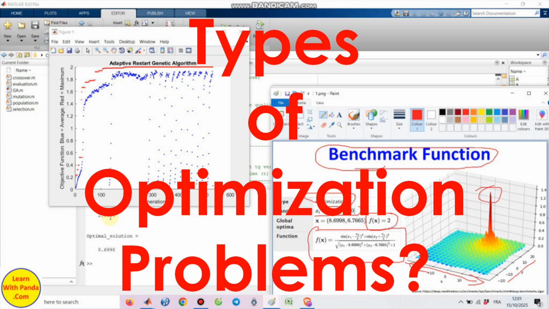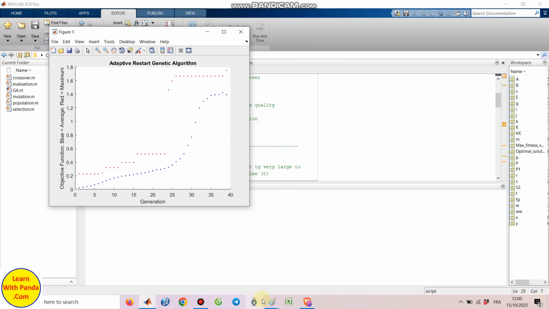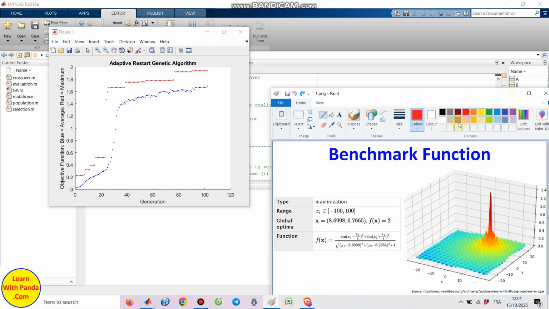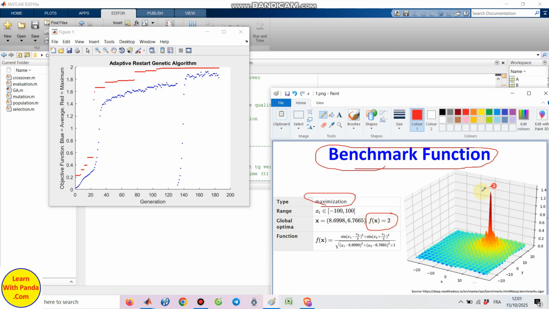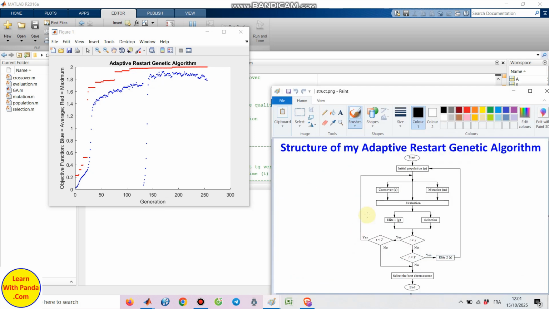Hello everyone. Did you know that optimization problems can be classified into several types based on the nature of the objective function, variables, and constraints? These include linear optimization, where both the objective and constraints are linear. Nonlinear optimization, involving nonlinear relationships. Integer and mixed integer optimization, where some or all variables are restricted to integers. And combinatorial optimization, which seeks the best solution from a finite set of discrete options.